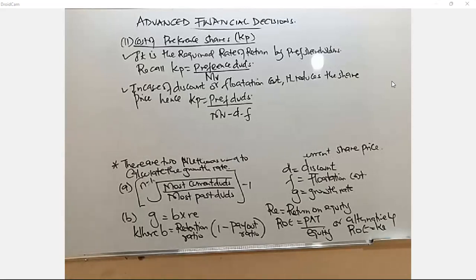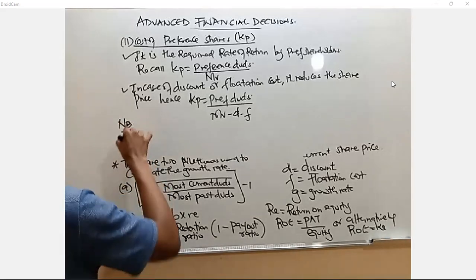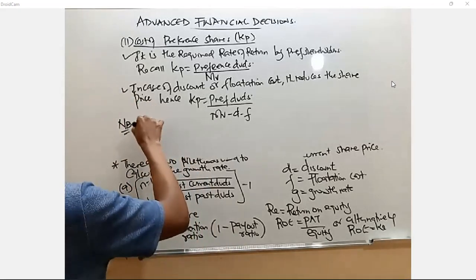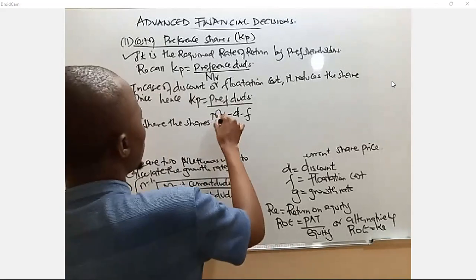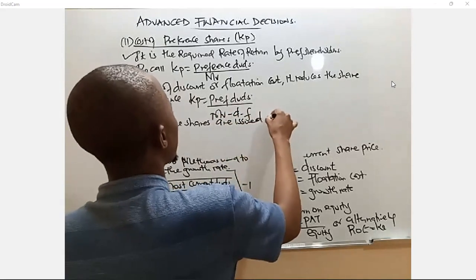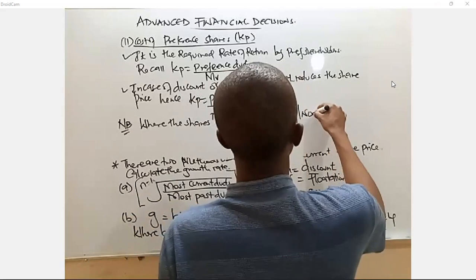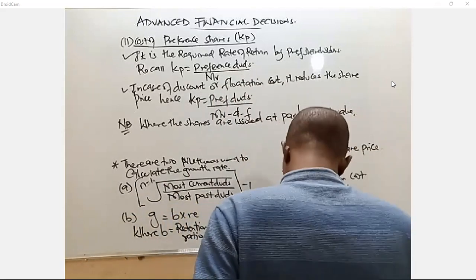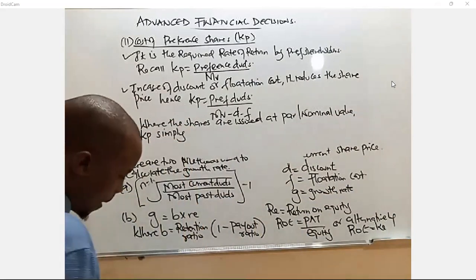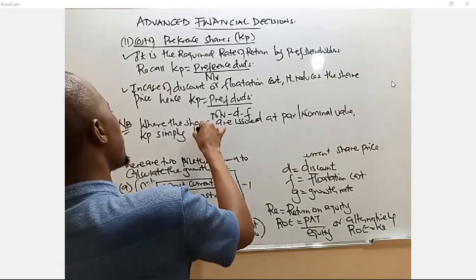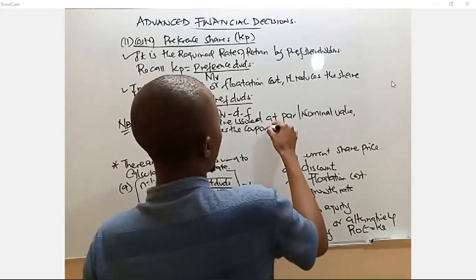Allow me to put an NB here. Where the shares are issued at par, the par is the original price of the securities, also called the nominal value, KP simply becomes the coupon rate, our stated dividend rate.